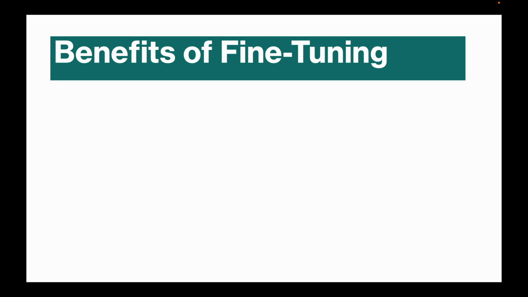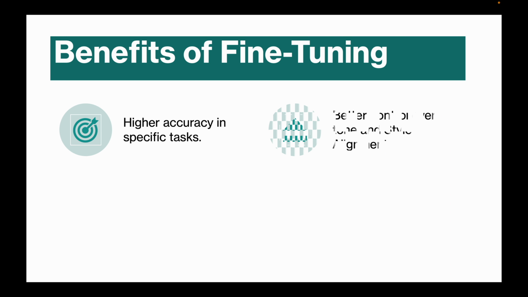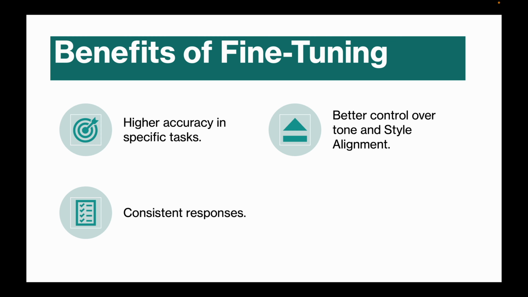Benefits of fine-tuning. Higher accuracy in a specific task. Fine-tuning improves the performance in specific fields such as medical, legal, technical domains, and so on. Better control over tone and style alignment. It allows the developer to define how an AI model communicates, such as speaking just like a specific persona. Consistent responses. The model produces stable outputs. Reduces hallucinations. Fine-tuning helps minimize incorrect or fabricated responses.